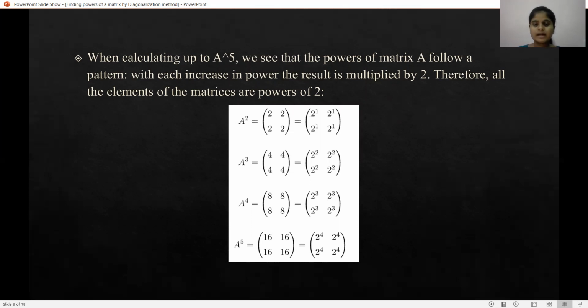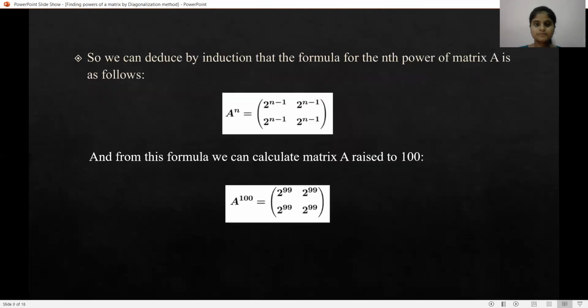A square can be written as [2, 2; 2, 2], which is equal to 2 to the power 1 in every entry. A cube can be written as 2 square in every entry. A to the power 4 can be written as 2 cube in every entry. A to the power 5 can be written as 2 to the power 4 in every entry.